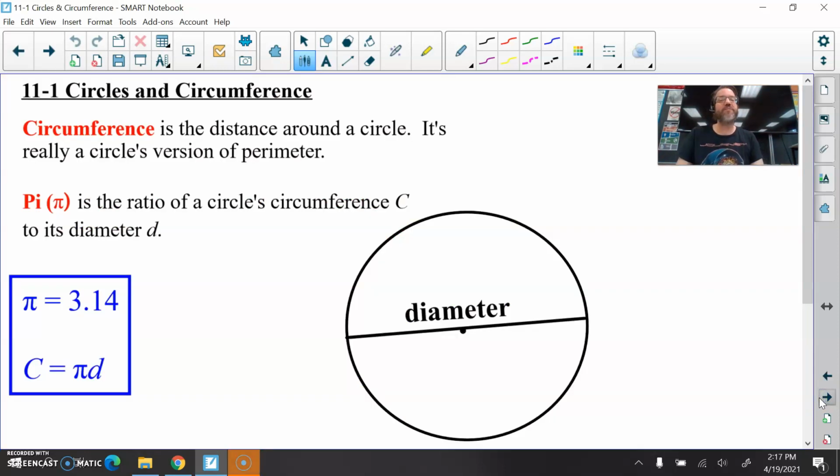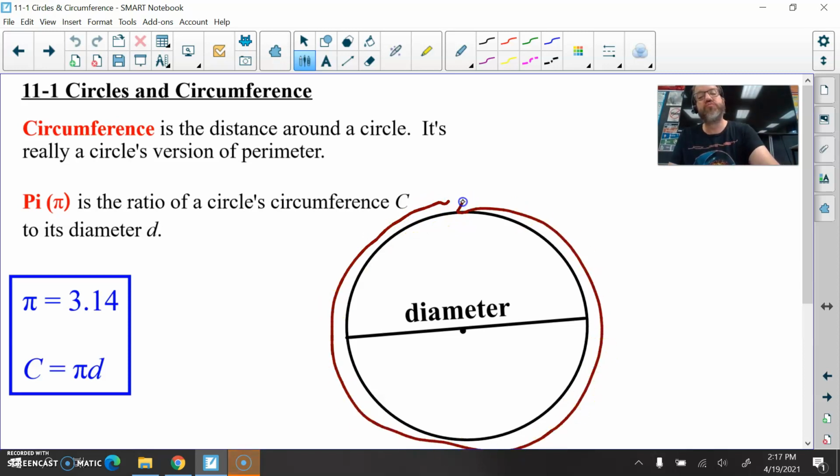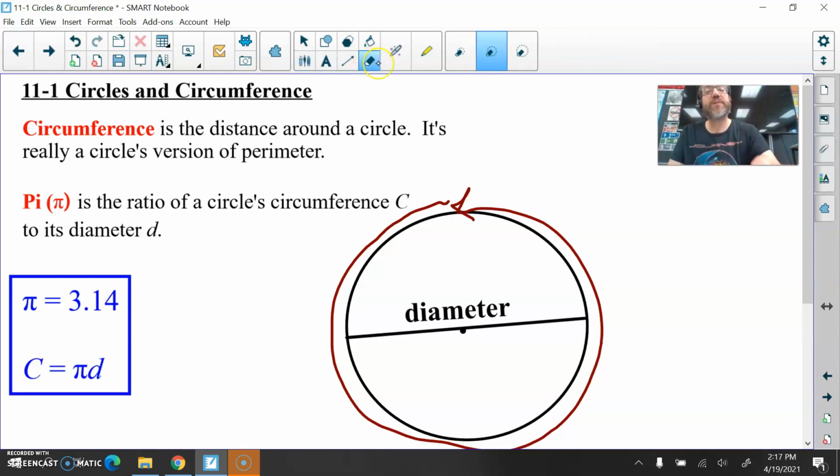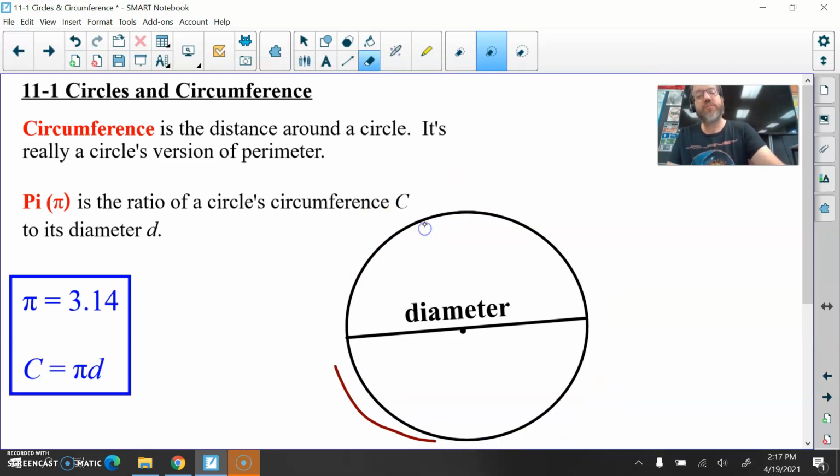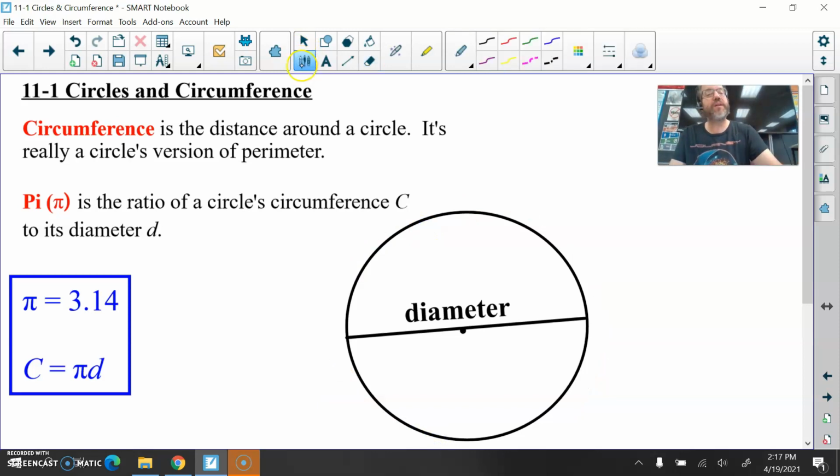All right, so anyway, a circumference, again, it's like perimeter, okay? It's the distance around a circle. And so you imagine that you're on the outside of the circle here and you're just traveling around. You just traveled around the circumference of that circle, okay? And pi, there's a Greek symbol, pi. It's one of the letters of the Greek alphabet.